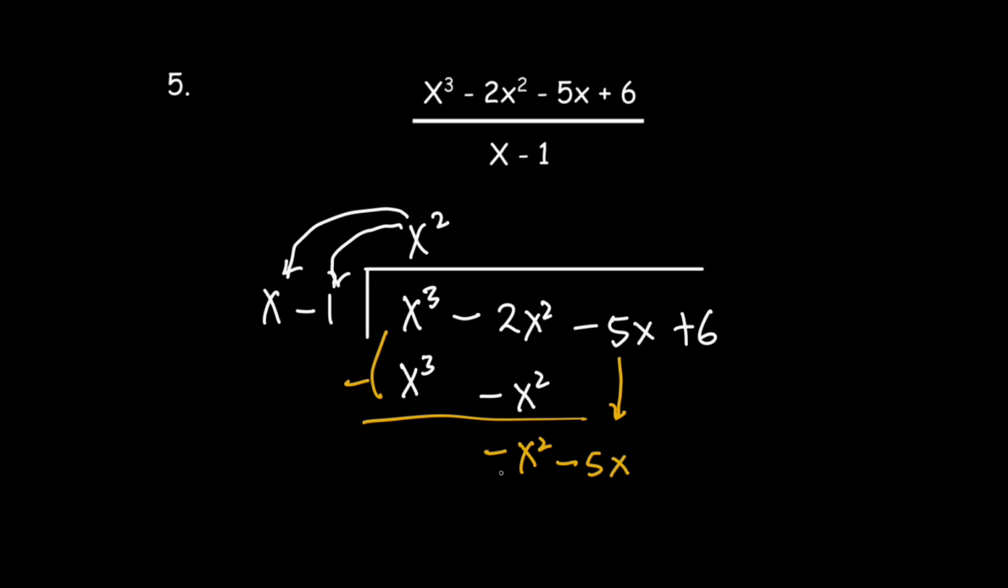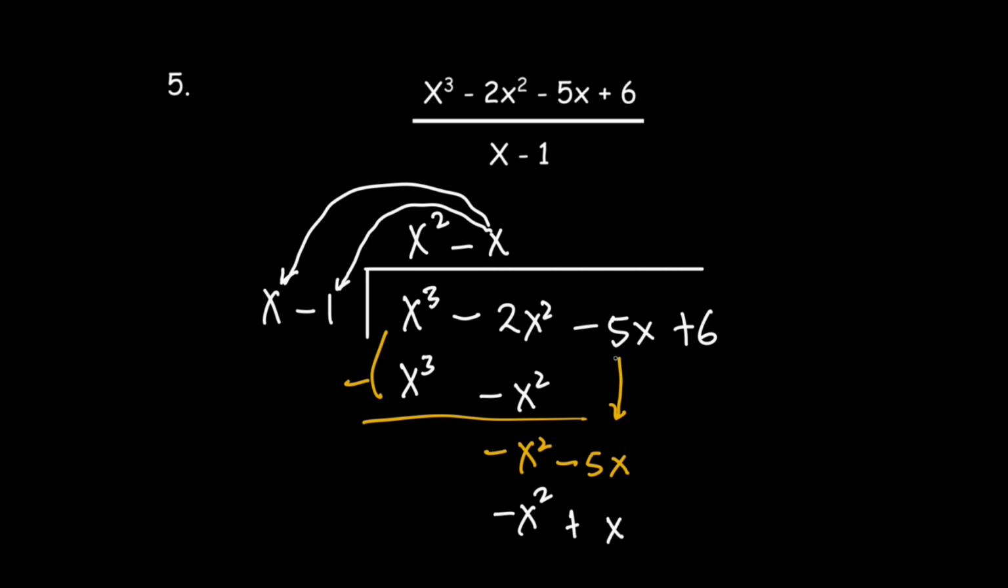Now, what is negative x squared divided by x? This is going to be negative x. Then we go ahead and then distribute. Negative x times x is giving us negative x squared. Then negative x times negative 1 is going to be positive x. So this is what we have.